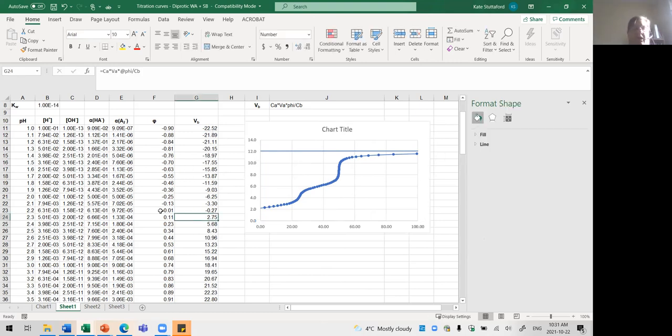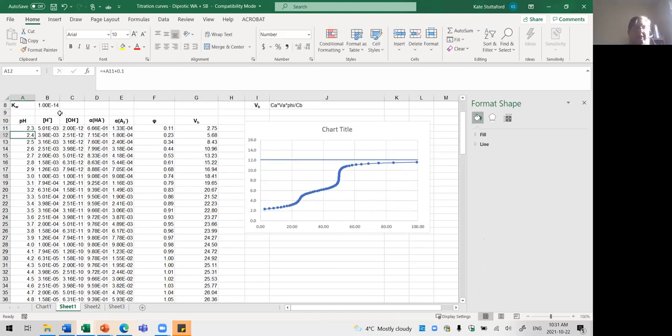For the top end of the table, what we can do is say, well, our first positive volume is at 2¾ milliliters, and that's at a pH of 2.3. So if I start at pH 2.3, just type that in here, because of the way I set it up, just adding 0.1 to that, it all works from that point on.